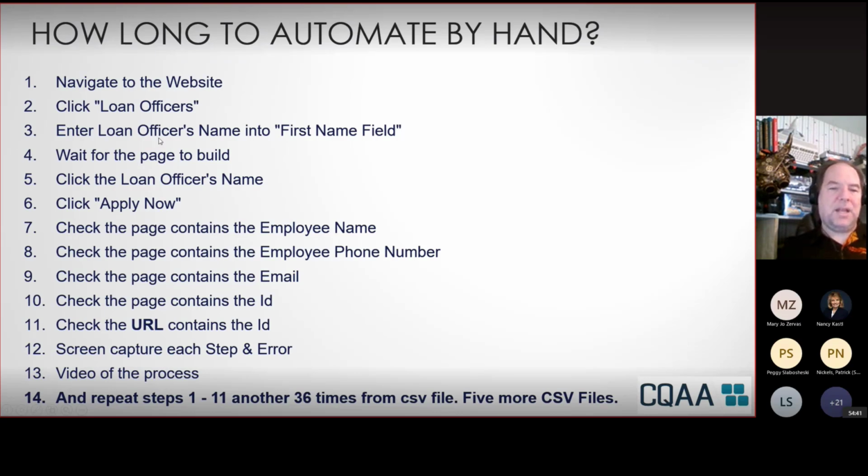Just to take a look at this, this is exactly what they asked me to do. Go to their website, click on a button, enter each loan officer's name into a field, and then click on that name as a link, click apply now as another link, and then verify the name, the phone number, the email, and the ID. And in fact, they snuck one other one in there and said, hey, see if the ID is in the URL as well. And they also wanted a screen capture at each step, and if possible, a video of the process.